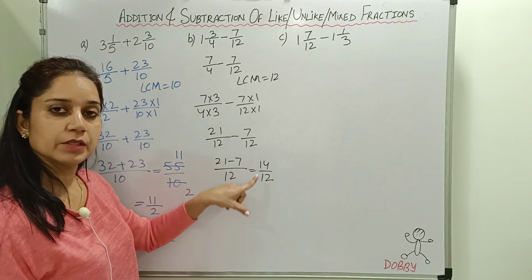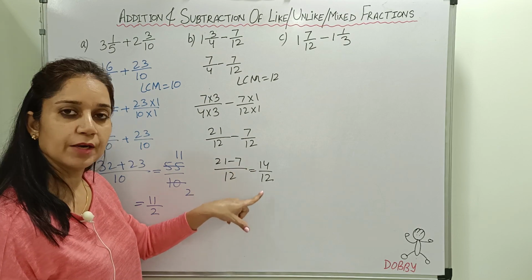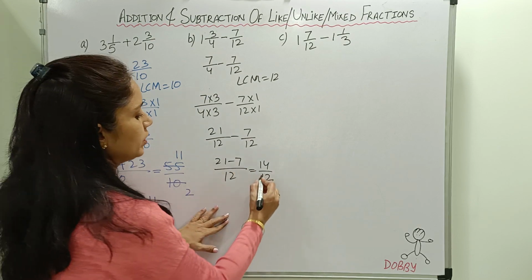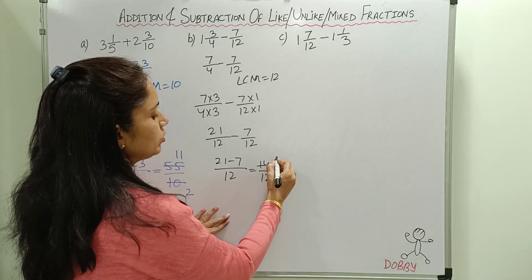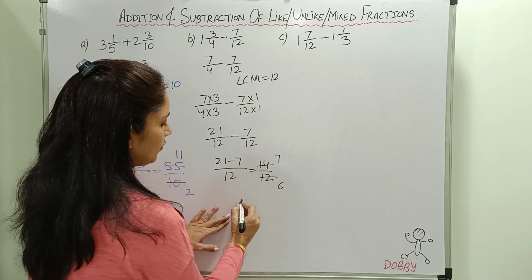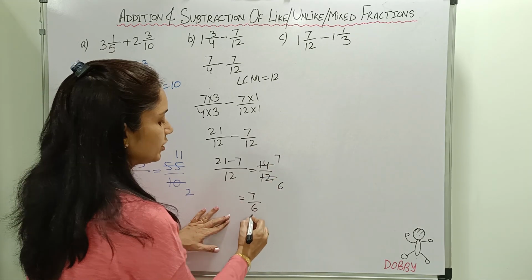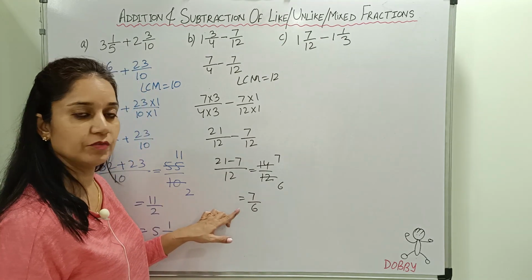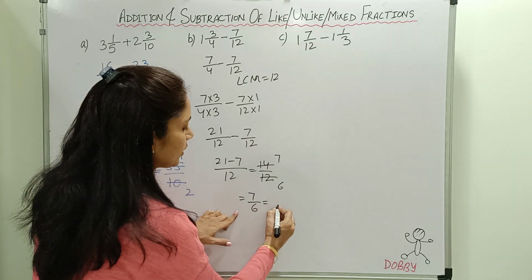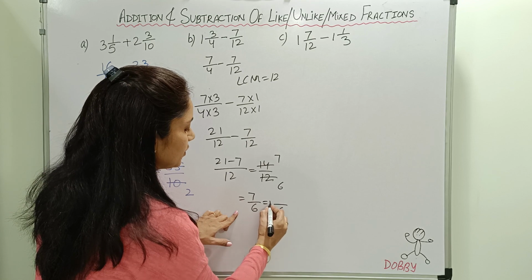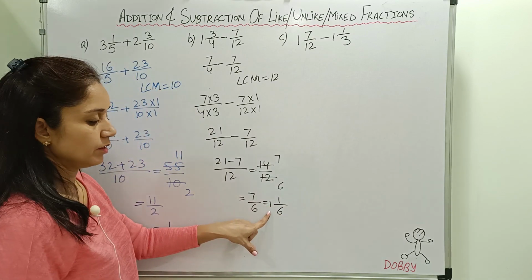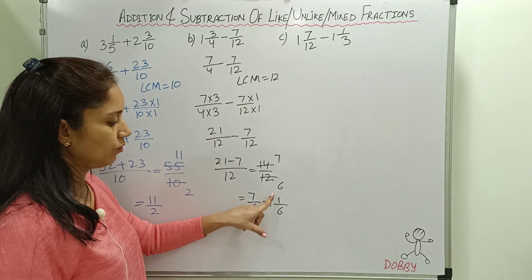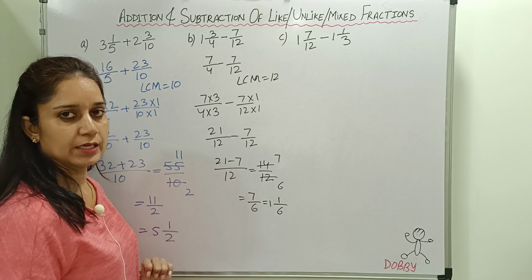Both are even numbers, 14 and 12. So it can be cut. We have to reduce into the lowest term. 2 7s are 14, 2 6s are 12. It becomes 7 upon 6, which is further an improper fraction. We have to turn it into mixed. 6 1s are 6 plus 1. 7 upon 6. 1 whole 1 upon 6 is the answer.